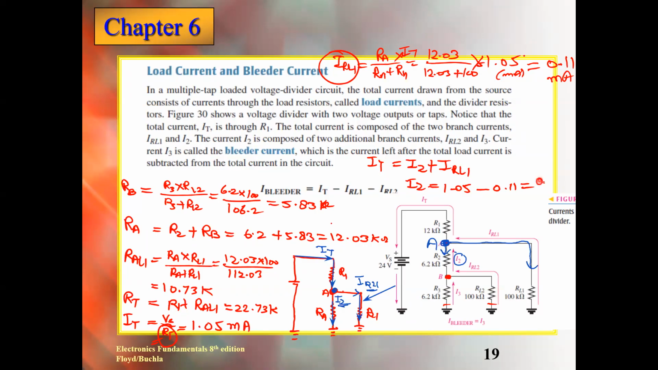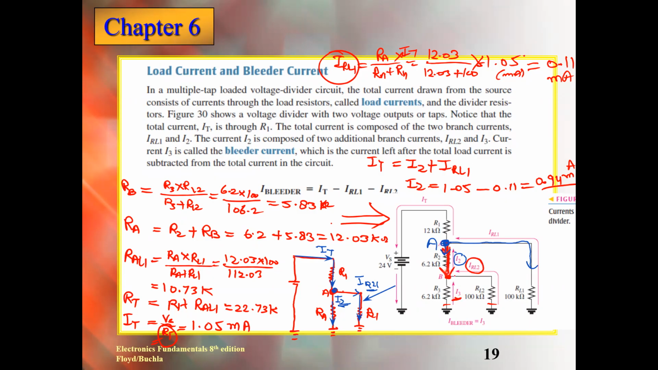0.94 milliampere. Now you know the I2. So come to this picture. Look at this picture now. This is I2, and this I2 is again dividing into two parts. One is I3, another is IRL2.